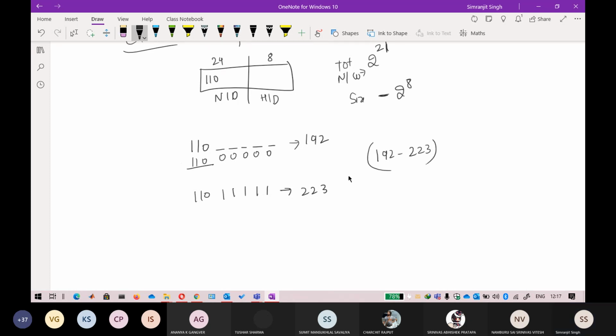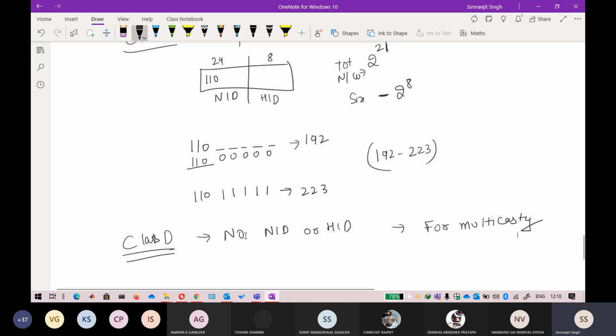In a similar way, you can find out class D as well. Now in class D, there is no network ID part or host ID part. It does not work like that. Basically this class D is particularly reserved for something called multicasting.